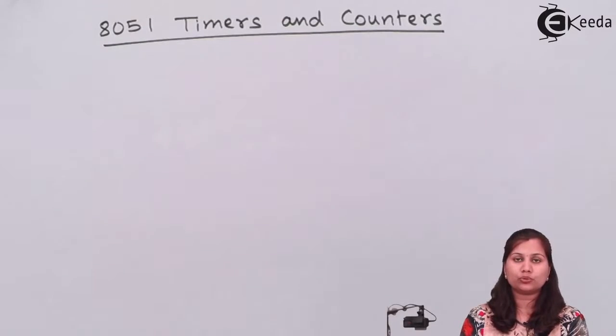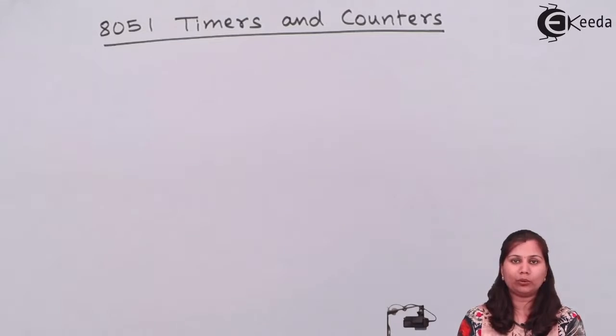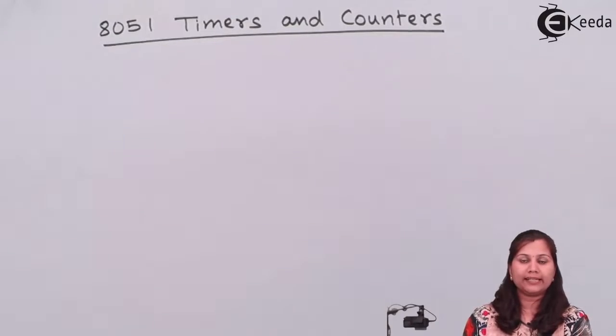Microcontroller, it has two timers which can act as counters also. And these timers and counters, they are of 16 bits. Means a 16-bit number can be loaded into these timers and the counters. Now these timers or counters, they can act as time delay generators also and as counters also. So let us study about these timers and counters in detail.